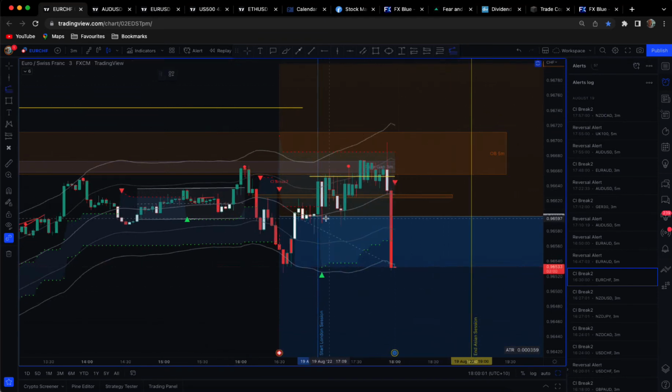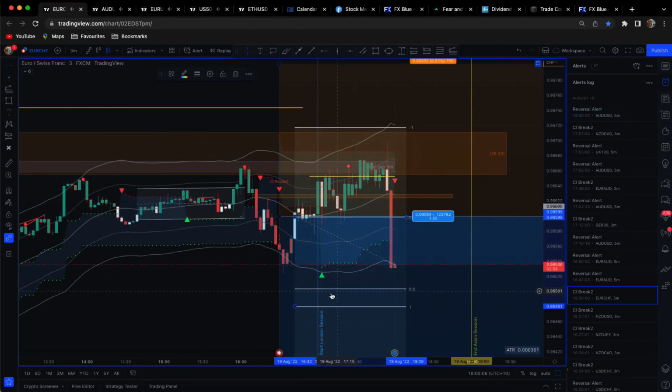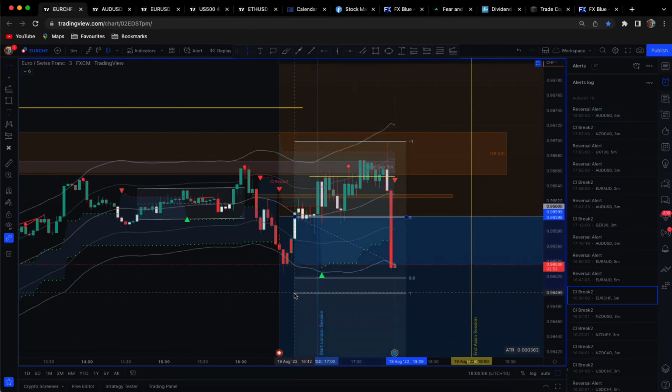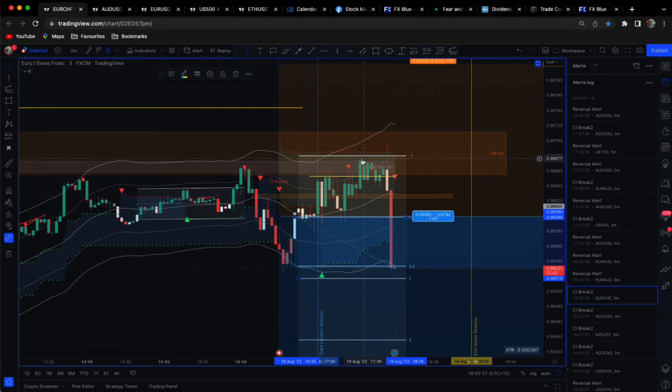So let's just set up our entry. Okay, we're going to reduce our stop. We're going to pull our stop loss down above this high now. Tighten it up even a little bit more. Let's just go above these candles.